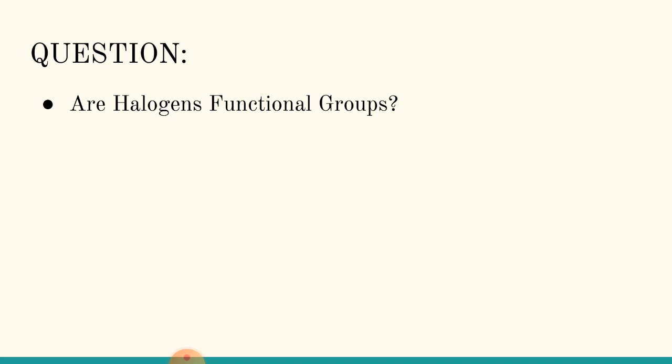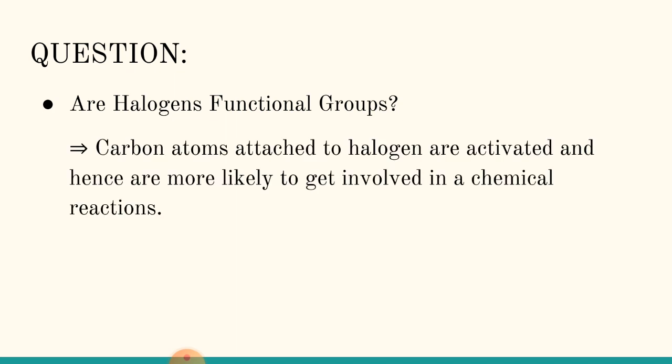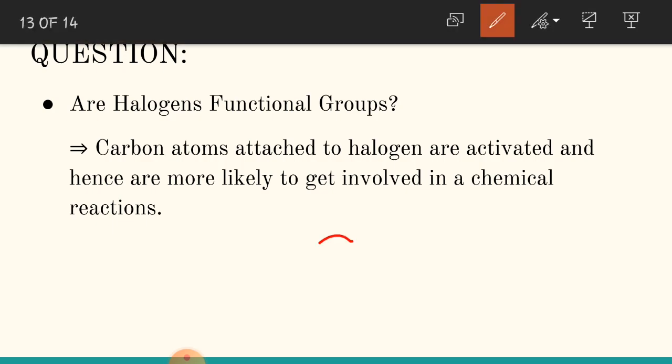Now we have a question: are halogens functional groups? Can we consider halogen as a functional group? We know that in haloalkanes, the carbon atom is attached to halogen, and when they are attached to halogen, they get activated, and because of that activation, they are more likely to get involved in a chemical reaction. For example, we take the example of chloromethane.